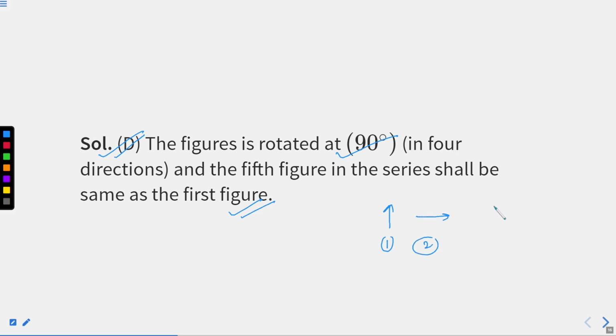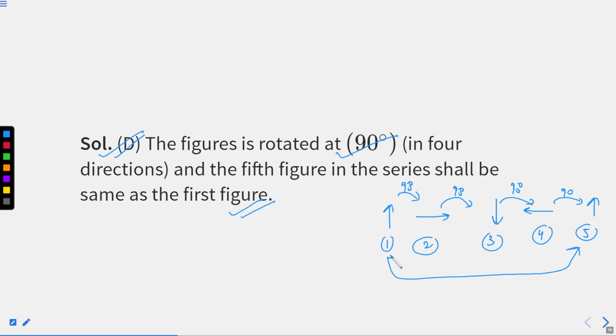Again, if we rotate it by 90 degrees clockwise, it will appear like this. Let's say 3. If we again rotate it by 90 degrees clockwise, it will appear like this. Now you can see, if we are rotating it by 90 degrees in each case, and we again do it by 90 degrees, what are we going to get? A figure similar to figure number 1.